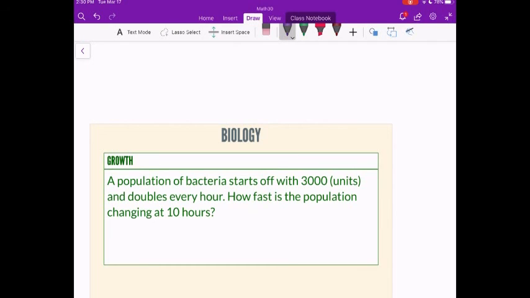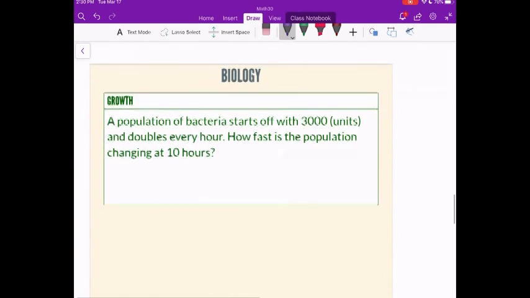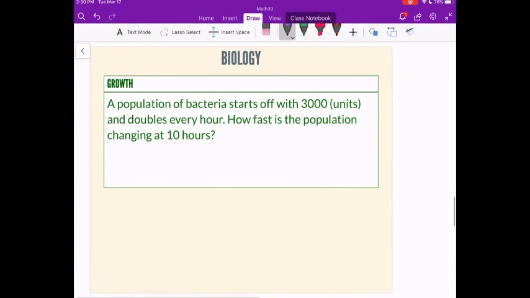Note, it's not asking you to figure out how many units the bacteria have at 10 hours. It wants to know how fast it's changing. So the way we do that is, how fast it's changing should always ring a bell with you from now on, that we want to find the derivative. So first of all, we need to figure out what is the function. Well, I'm going to use t as my variable.